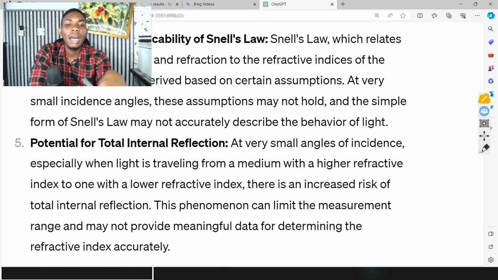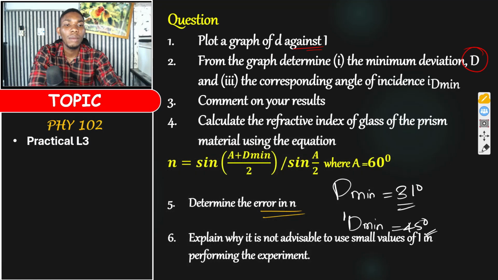Now you can write, at very small angles of incidence, especially when light is traveling from a medium with higher refractive index to one with lower refractive index, there's an increased risk of total internal reflection. This phenomenon can limit the measurement range and may not provide meaningful data for determining the refractive index accurately. So when you write that, you are very true with that practical. Thank you very much for your time. I think we will see in the next one.